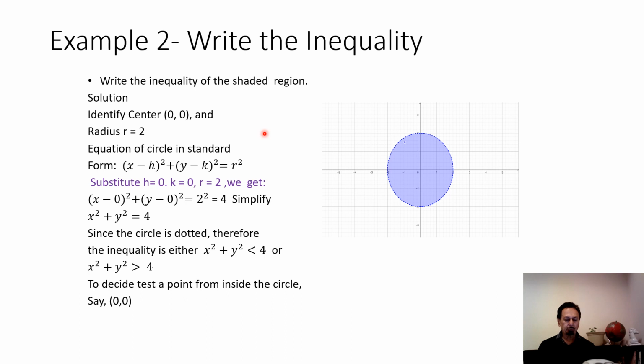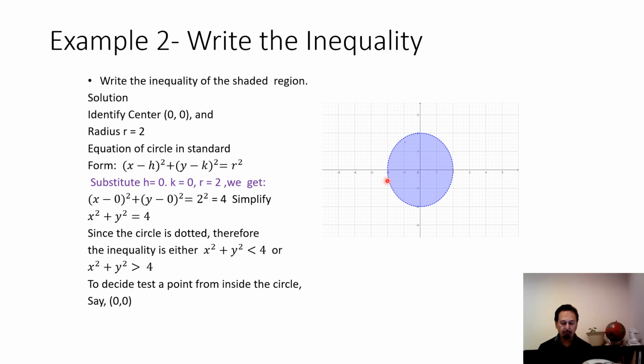Okay, so example 2, we have a circle which is dotted, and inside the circle is shaded, and this circle has its center at the origin. We're going to write an inequality that represents this shaded region. So first thing we have to do is identify the center. It's (0, 0), and then look for the radius, and the radius looks like 2.